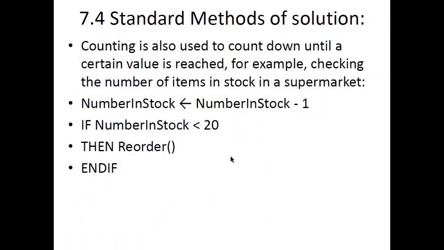Counting is also used to count down until a certain value is reached. For example, checking the number of items in stock in a supermarket. And how do we do that? Instead of +1, we do a -1. Number in stock equals to number in stock -1. If number in stock is less than 20, then reorder, means run a function of reorder so that an email goes to the relevant vendor or the store manager is notified.